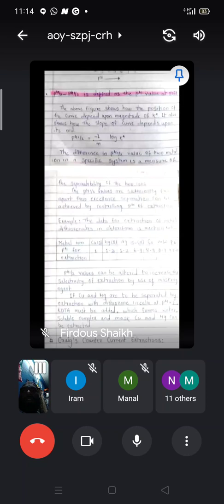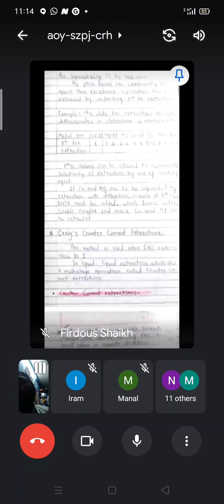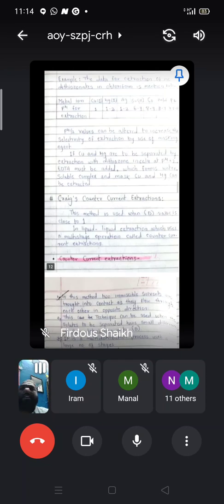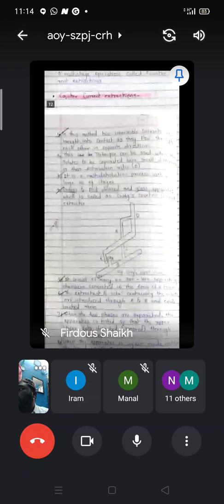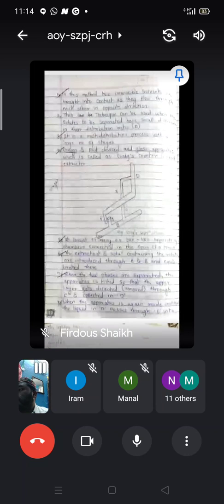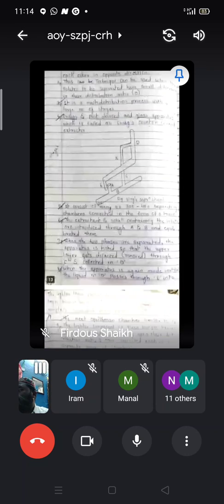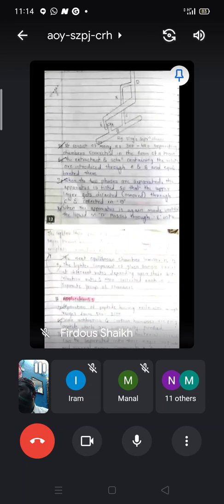Then Craig's counter current extraction that we have seen. In liquid extraction, a multi-stage operation is used, called counter current extraction. When this method is used, the value of D is close to 1, that you have to remember. When the value of D is very close to 1, at that time Craig's counter current extraction is used. There will be an MCQ based on this also. That theoretical part is there, that's why I'm not going into detail on this.